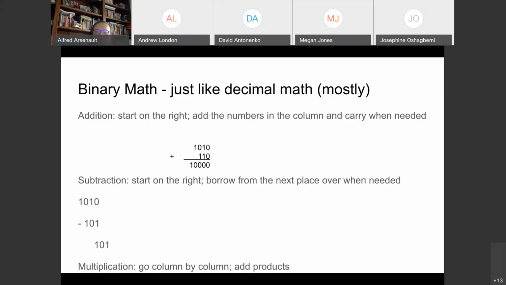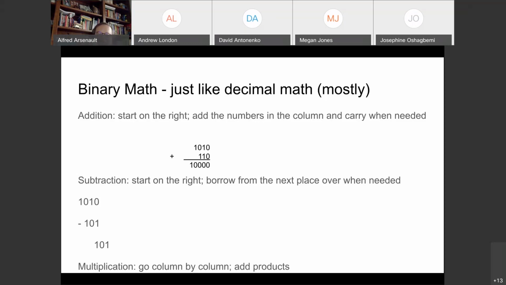Subtraction is the same. You start doing your subtraction and you borrow from the next place when needed. Okay, 1010 minus 101. In the rightmost column of 1010, it is 0, minus 1. Now, you can't do 0 minus 1, so you have to borrow from the left column. That gives you 10. 10 minus 1 is 1. So in our difference, the rightmost column, you have a 1.